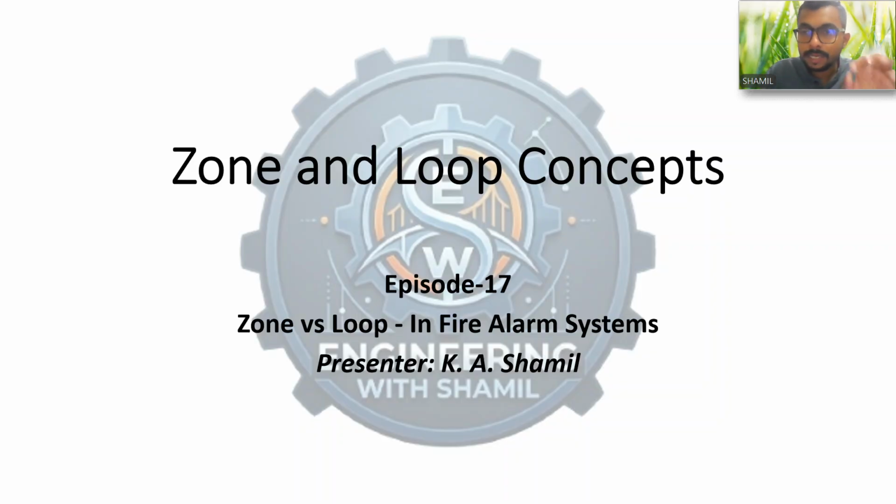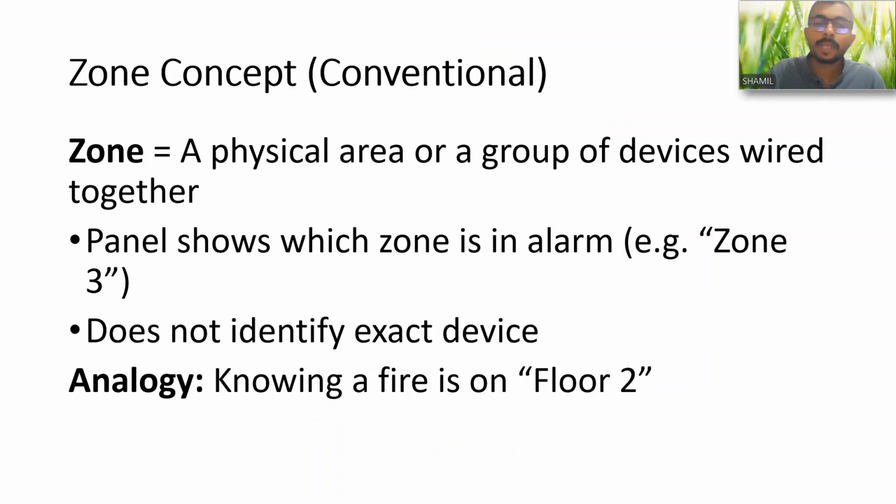So let's see what exactly a zone is and what exactly a loop is. A zone is a physical area or a group of devices wired together. In order to design a conventional fire alarm system, we have to divide the area, building, or compound into separate zones. The conventional panel will detect the condition of the zones, and each zone will have a group of devices. That particular group of devices is called a zone.